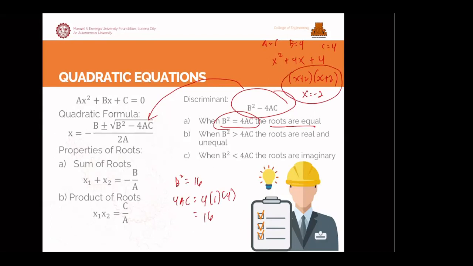Okay? Then kapag greater than naman daw si b squared, sabihin, roots are real and unequal. Ibig sabihin, two values of root yung makukuha natin. And then kapag less than si b ni 4AC, roots are imaginary. Paano naging imaginary? Kasi kapag naging negative yung number dito sa loob ng square root, hindi natin pwede siya ilabas. So, we are introducing an imaginary number. Nagkakameron ng imaginary kapag square root of negative 1. So, equals yan sa imaginary number. Okay?